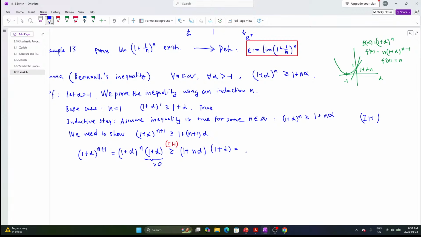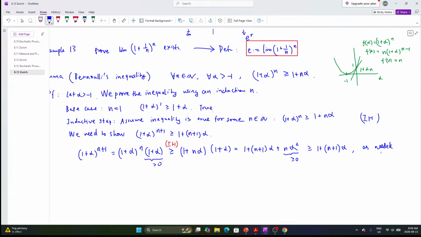So expand this new product, you get 1 plus (n plus 1) times alpha plus n alpha squared. And of course, n alpha squared is non-negative. Therefore, this is greater or equal to 1 plus (n plus 1) times alpha, as needed.